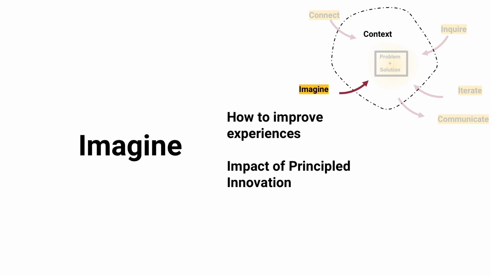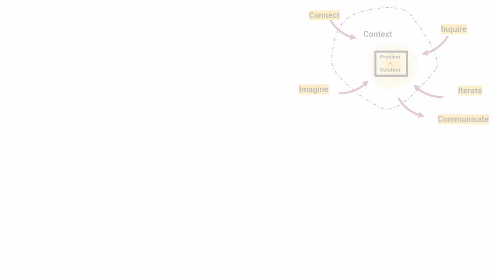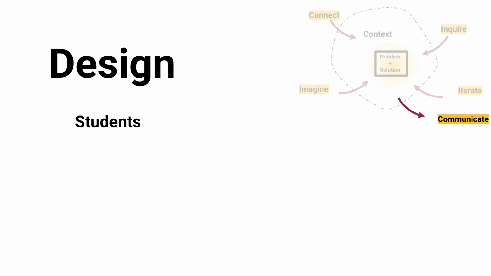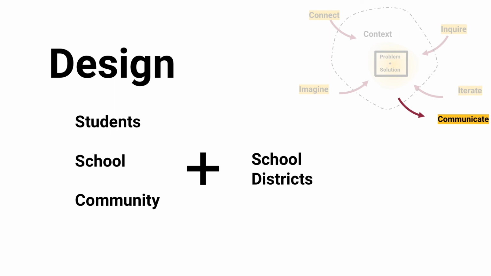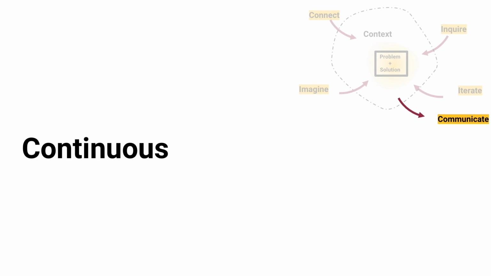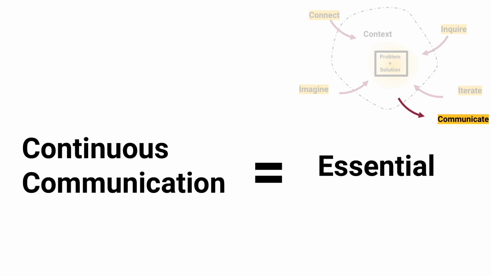We try imagining the ways we could improve their experiences and what the impact of principled innovation-infused design could be on their teaching. Always remember that as the number of partners involved increases, the role of communication plays an even bigger role. We're no longer designing just for students or for their school and community. The impact of a project at this level has significant effects on the school districts the college partners with. This means the work of design needs to move across a range of contexts, each often with their own constraints and challenges. This makes continuous communication essential to creating a collective shared vision for the entire project.